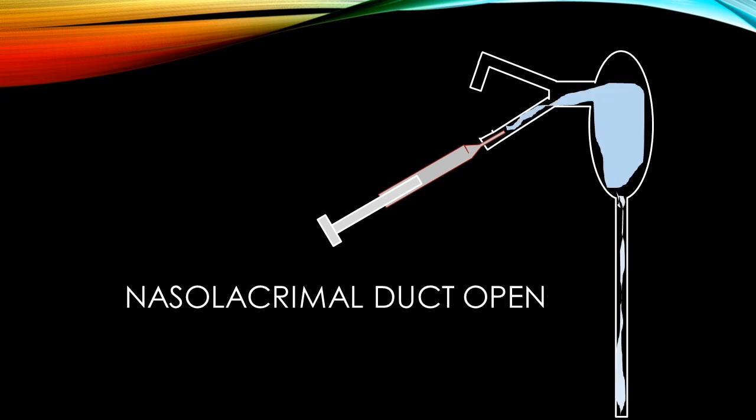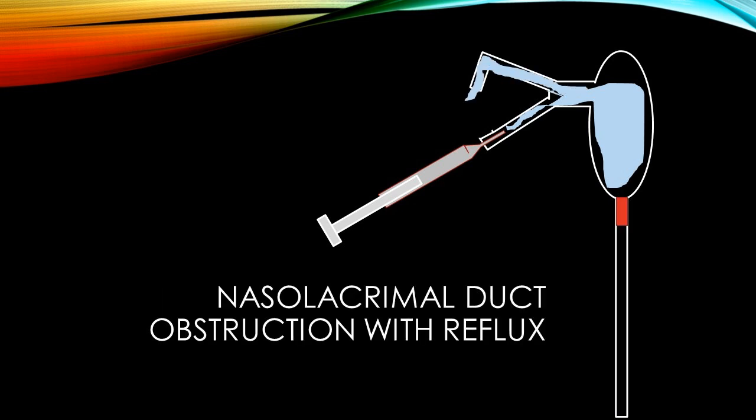And then you need to inject the fluid, and the fluid will usually go all the way down. That means that the nasolacrimal duct is open. The other option which can happen is you get reflux from the upper punctum, which usually happens if there's blockage at the common canaliculus or at the level of the sac. So those are the basic levels of obstruction which you need to identify.